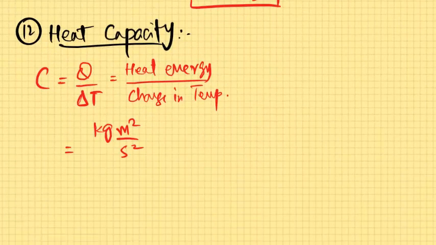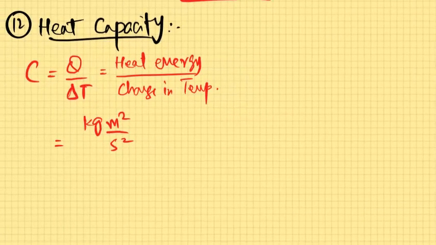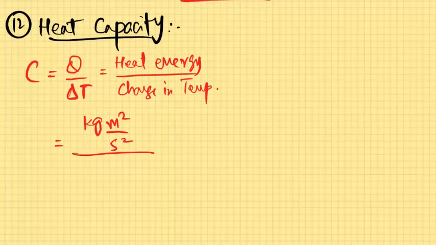while figuring out the base unit of heat capacity, I will be again using the same kilogram meter square per second square as the SI base unit of this heat energy. The change in temperature is final temperature minus initial temperature, which is T2 minus T1. Now that is going to be Kelvin minus Kelvin, which is again going to be Kelvin. So the SI base unit of temperature is Kelvin, and change of temperature is always Kelvin, because that is Kelvin minus Kelvin, which will give you Kelvin.